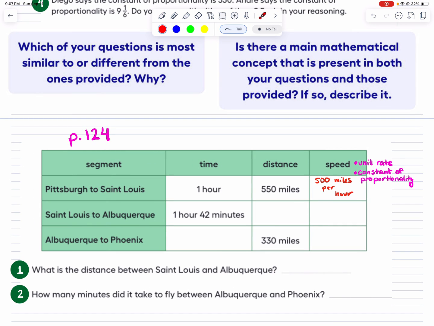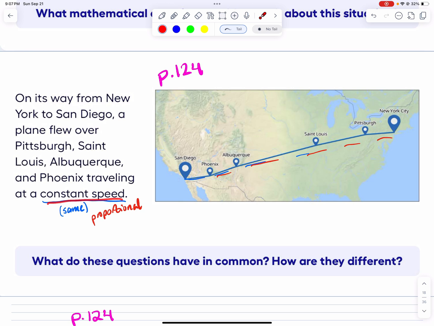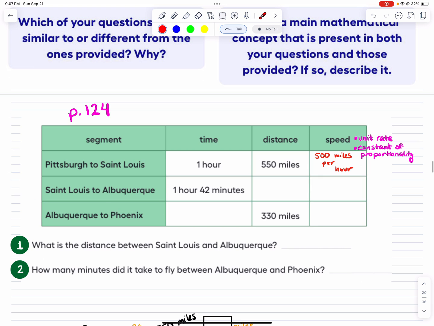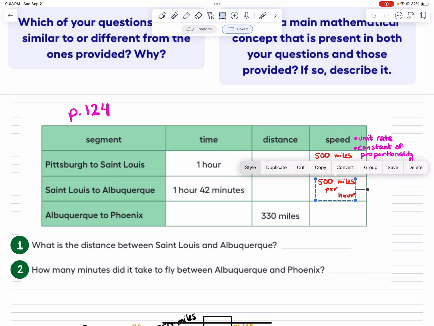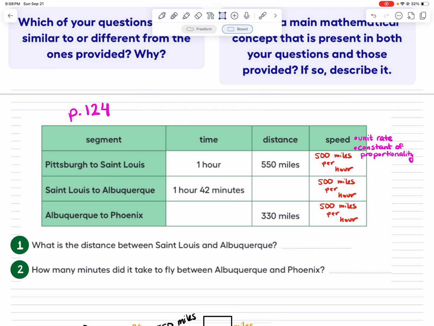And even though these are different boxes here, realize that they did mention that they went a constant speed, the same speed in each distance. And you can tell that from St. Louis to Albuquerque, they still went the same speed. So every single one of these has the same exact speed. We could figure out what is the distance between St. Louis and Albuquerque.